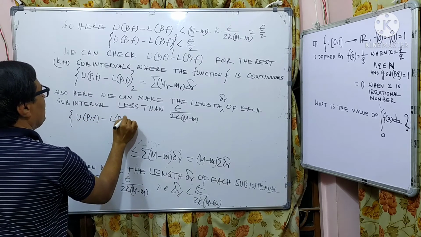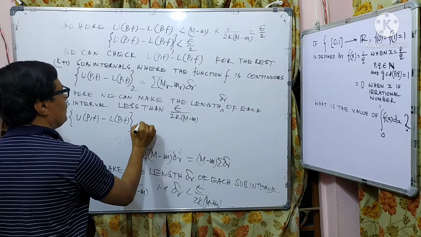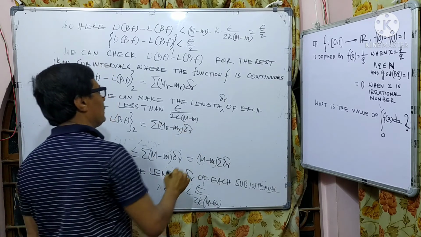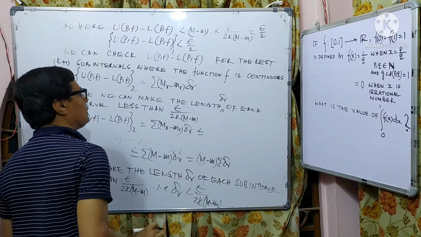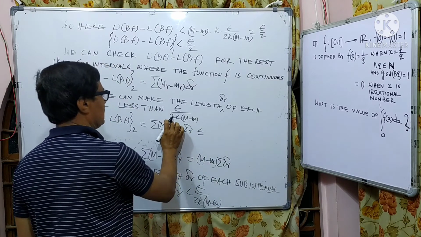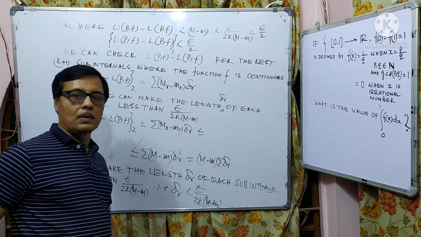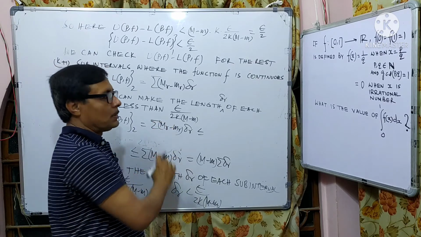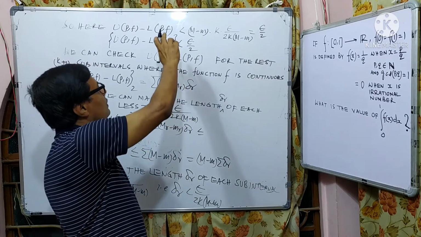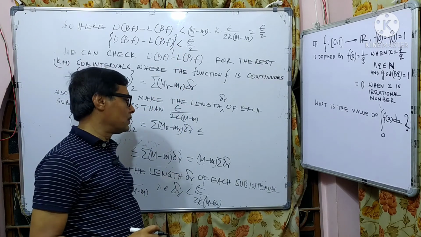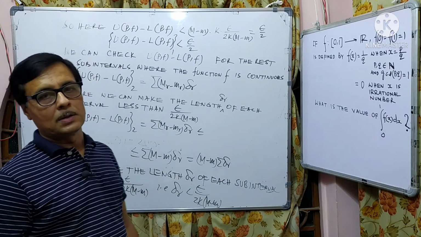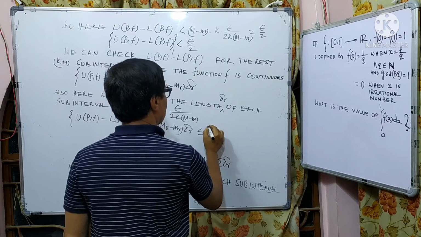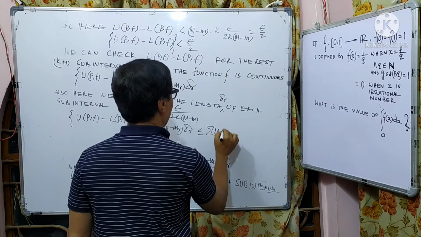UPF minus LPF equal to summation MR minus mR del R, less equal to the oscillation, less equal to M minus m. Each oscillation, that is the difference between upper bound and lower bound in each subinterval, is always less equal to the difference between the fixed upper bound and lower bound of this function in the closed interval 0 1, that is MR minus mR less equal to M minus m. That is summation M minus m del R.